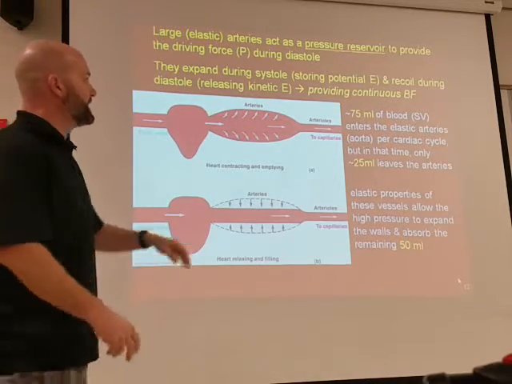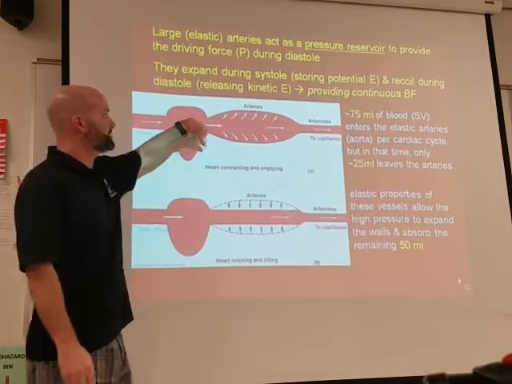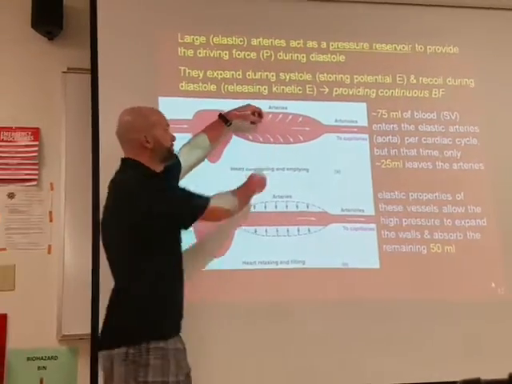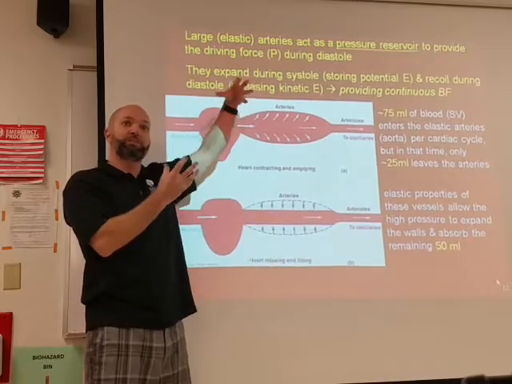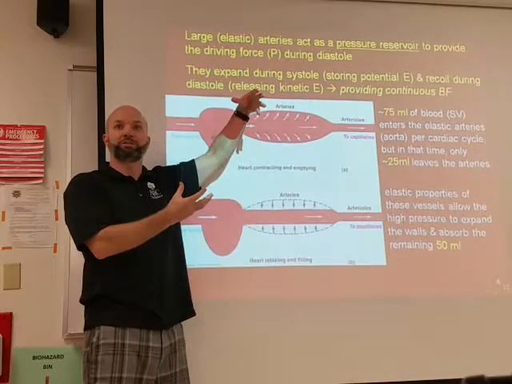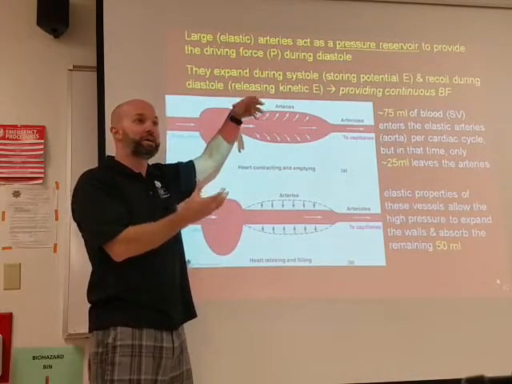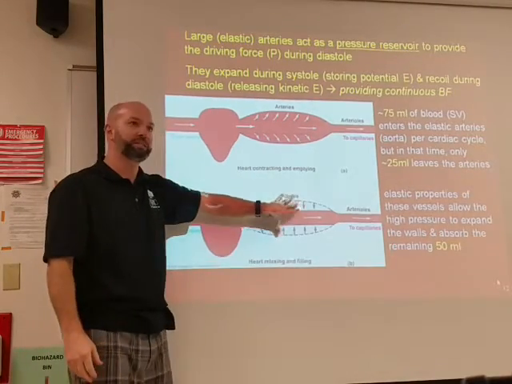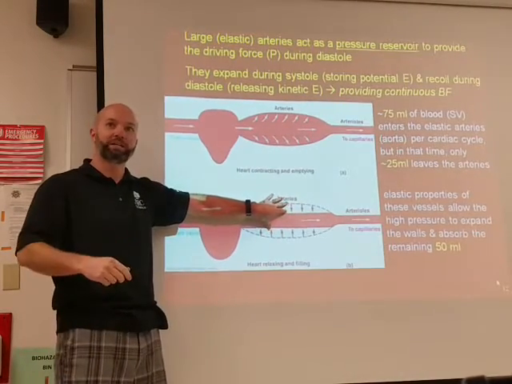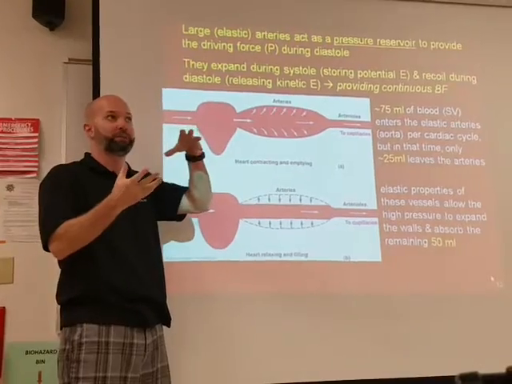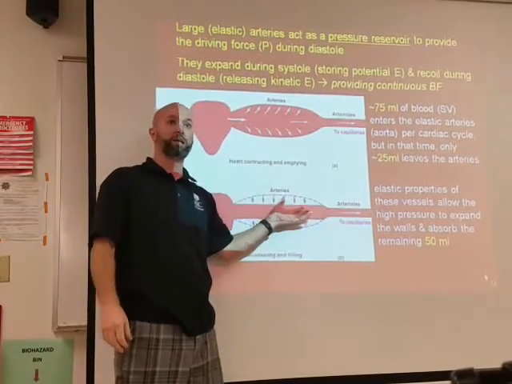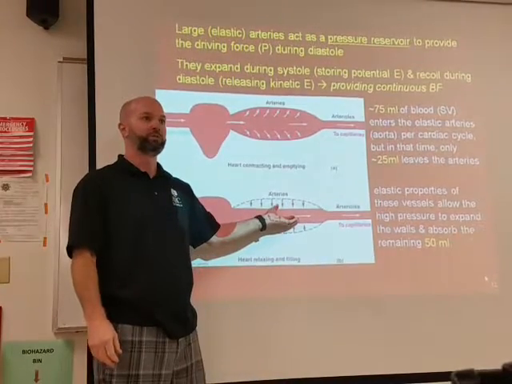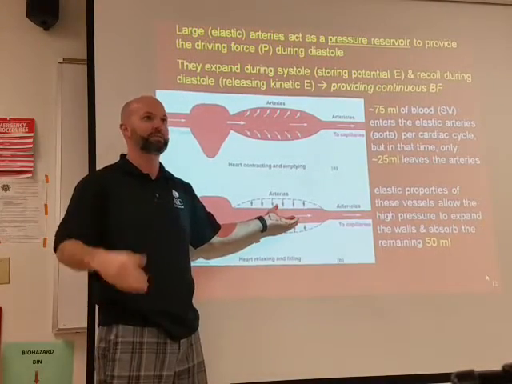So you're taking kinetic energy as blood is ejected into the aorta, and you're using it to stretch the walls. And now in that stretched, expanded position, you have potential energy. Right? And then during diastole, we're going to use that potential energy, convert it back to kinetic energy as the elastic fibers recoil, and push that blood downstream. So now the aorta is the pump, so to speak. The recoil of the aorta is acting as the pump.